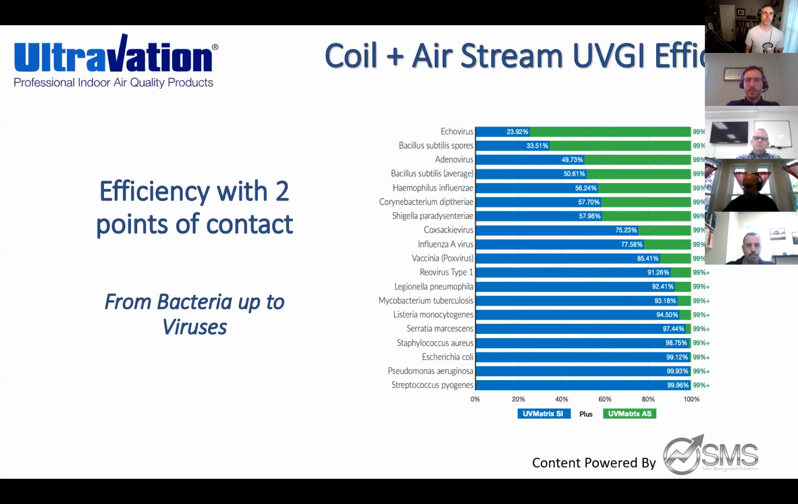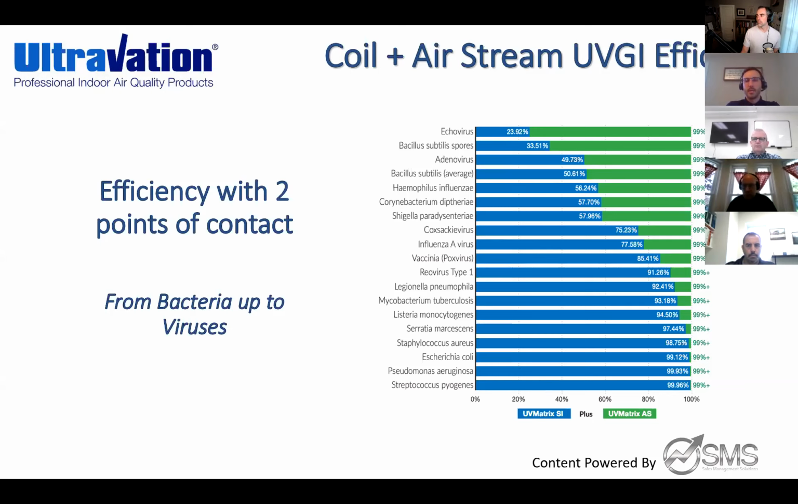So, coil plus Airstream UVGI efficiency. With the efficiency, you have 2 points of contact, from bacteria up to viruses. The blue represents bacteria, and the green represents viruses. A lot of the time you can treat bacteria with just a surface treatment of the coils. If you look at the bottom, bacteria can be treated almost 100% with just a coil treatment. If you look all the way at the top, only 23.92% of the ecovirus can be treated with just coil treatment.